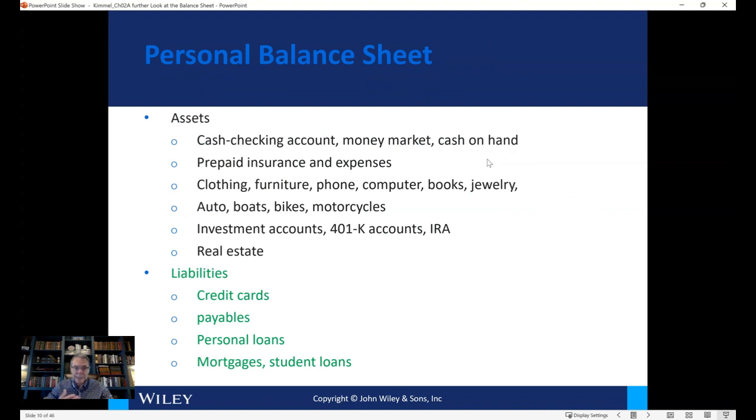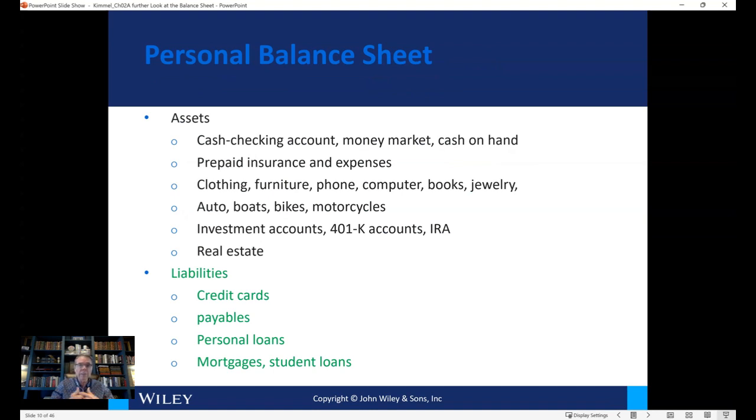Now, personally, again, these are some of the types of assets that you as an individual might have. Cash in your checking account, money market, cash on hand, prepaid insurance, and prepaid expenses. So technically, you have paid your tuition, I assume, but if you were to drop the class, then you would get some money back. So that would be a prepaid expense. Clothing, furniture, phone, computer, books, jewelry, car, boats, bikes, motorcycles. These are all assets. You can convert these to cash.